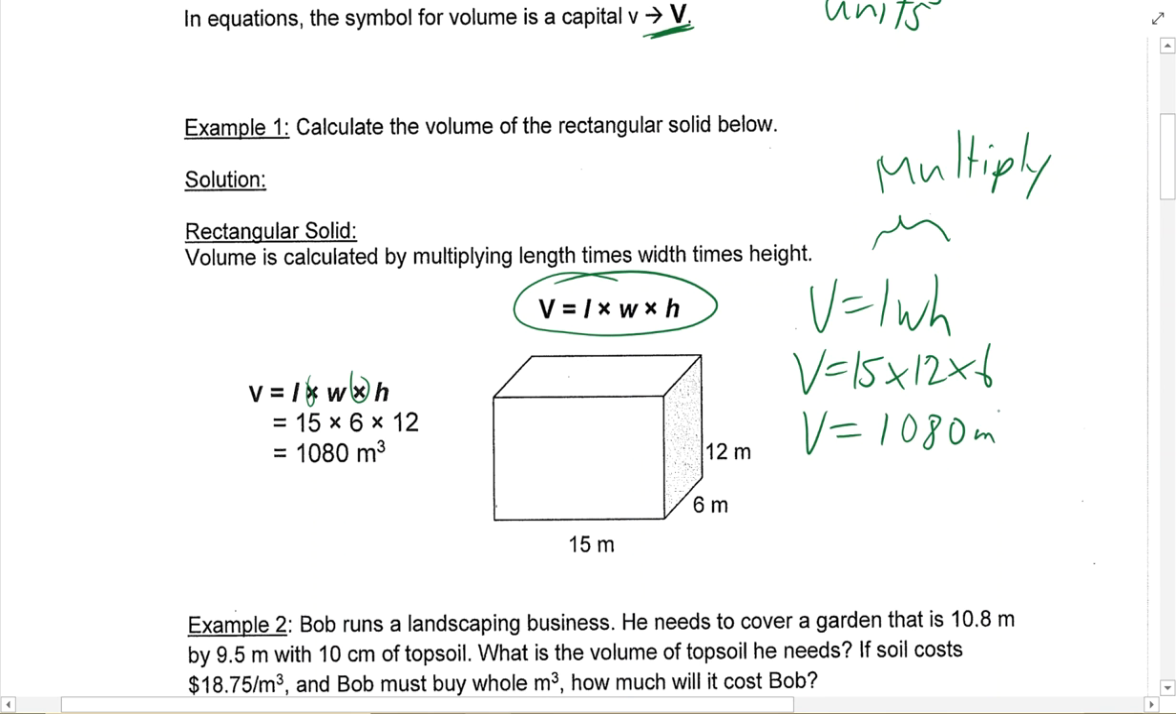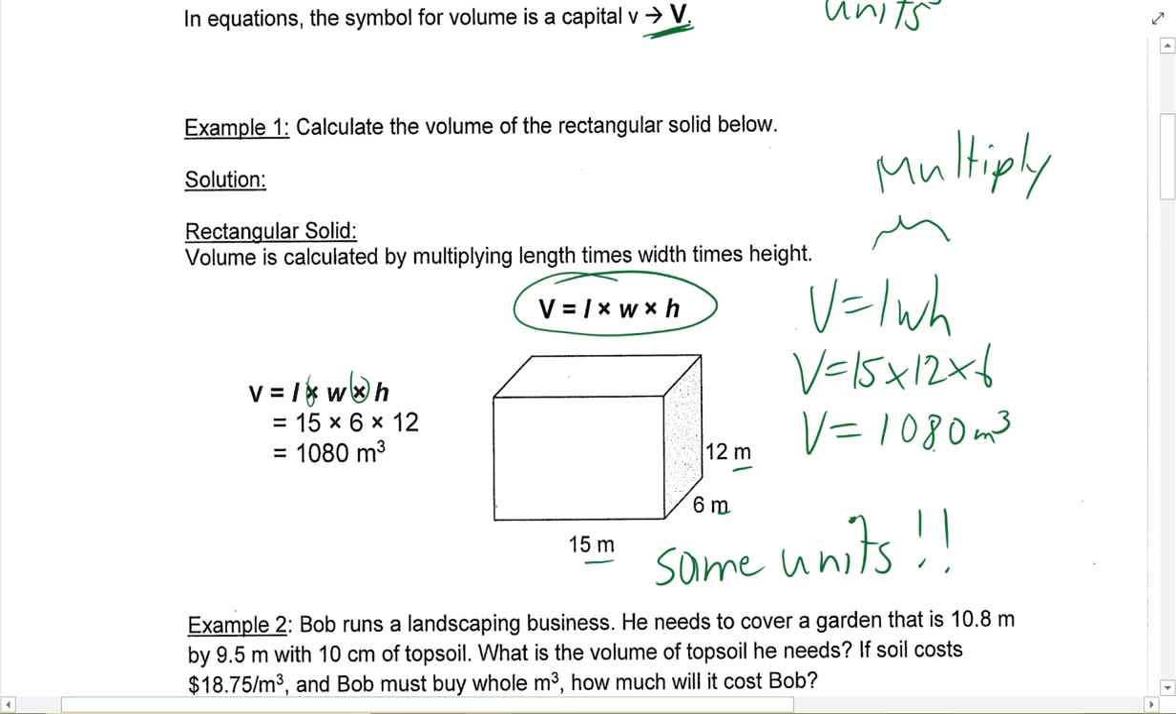Now, what is important is that all 3 units must be the same. Okay, in order to calculate this properly, they must be the same units. Have to be. And then you will find meters cubed.